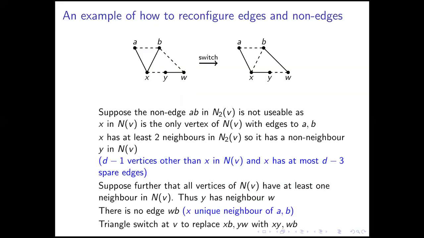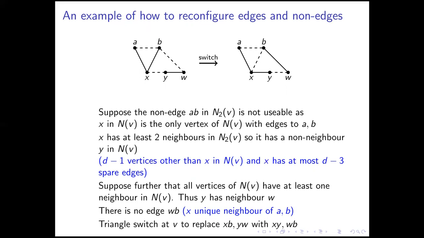Okay, so here's just one example of how to reconfigure edges and non-edges. One nasty thing which can happen is that you have to imagine in this picture that x, y, and w are in N of V, and a and b are in N2 of V. So the vertex x has got neighbours a and b in N2 of V, but we're a bit stuck because there's a non-edge between a and b, but no other vertex in N of V has got a or b as a neighbour. So we can't really use that edge a, b in N2 of V, because x is the only vertex with edges to a and b.